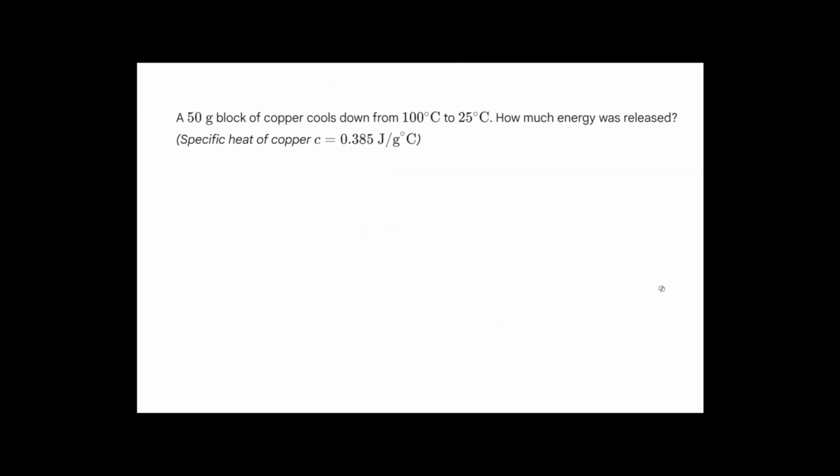So a similar question, but kind of backwards. A 50-gram block of copper, so that's little m, and it's in grams. So when you go through these, note what the variable and the unit are. It cools down from 100 degrees to 25 degrees Celsius. So the change in temperature is going to be negative. It's 25 minus 100, which is negative 75 degrees Celsius. They give it to us in degrees Celsius, which is good. How much energy was released?